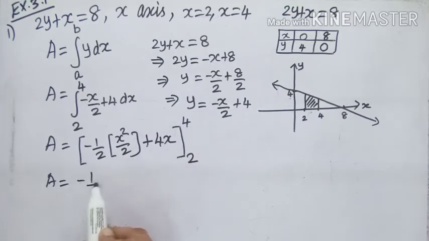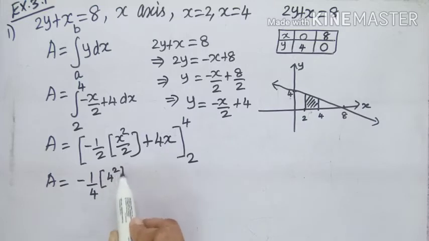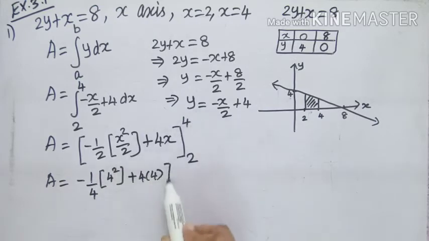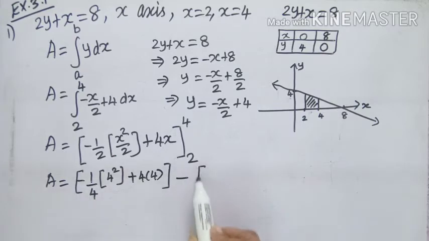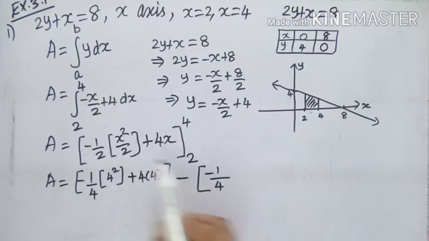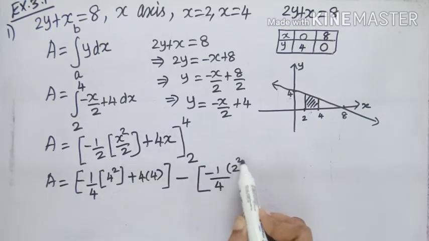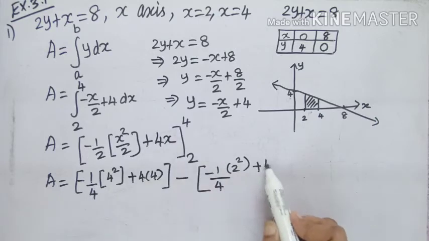So it is minus 1 by 4, x square is 4 square, plus 4 into 4. I am putting the upper limit. Minus, wherever x is coming, put the lower limit: minus 1 by 2, 2's are 4, x square is 2 square, plus 4 into 2.